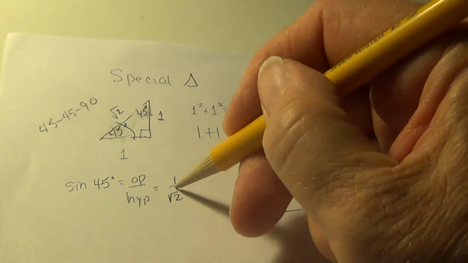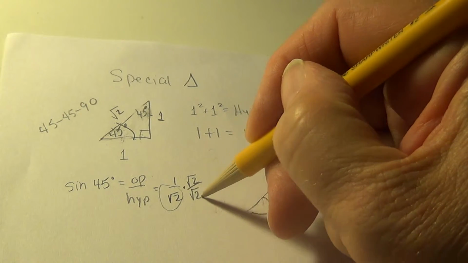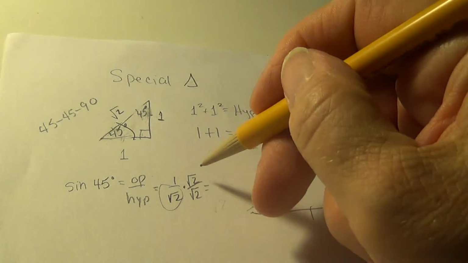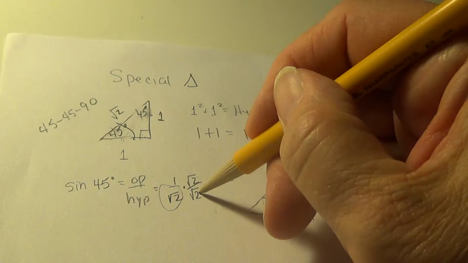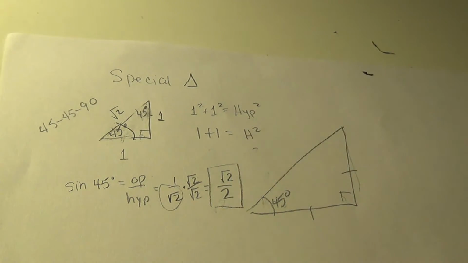Now we like to get the square root out of the bottom, and you recall how to rationalize. We multiply by square root of 2 over square root of 2, and then we get square root of 2 over square root of 4, which is 2. So this is the best form of the answer to sine of 45.